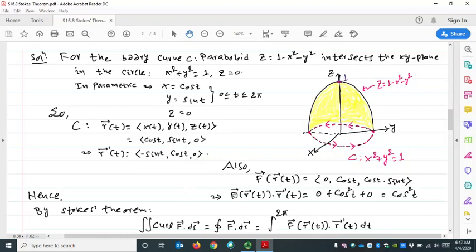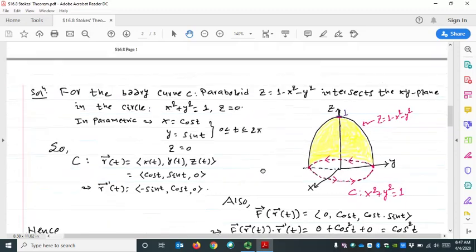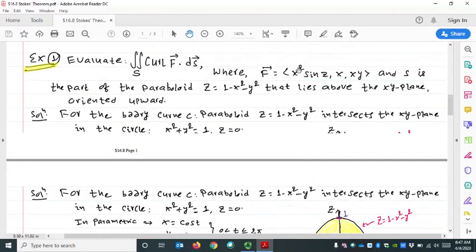Also let's compute F of r(t), the vector field. So F of r(t) equals, what is our F? So our F is here. So x squared sine z, put x equals cosine t, put z equals 0, so sine 0 is 0, everything is 0. The y component: put x equals cosine t, and for the z component, put x equals cosine t, y equals sine t. So let me scroll down.